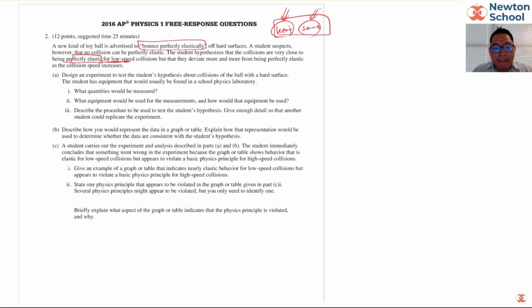So it can't be really elastic. But they deviate, so they differ more and more from perfectly elastic. So that's actually a good hypothesis. Design an experiment to test the student hypothesis about collision of the ball with the hard surface in a school laboratory. What quantity is to be measured? So how do you measure if a ball is elastic? Okay, elastic collision means what?